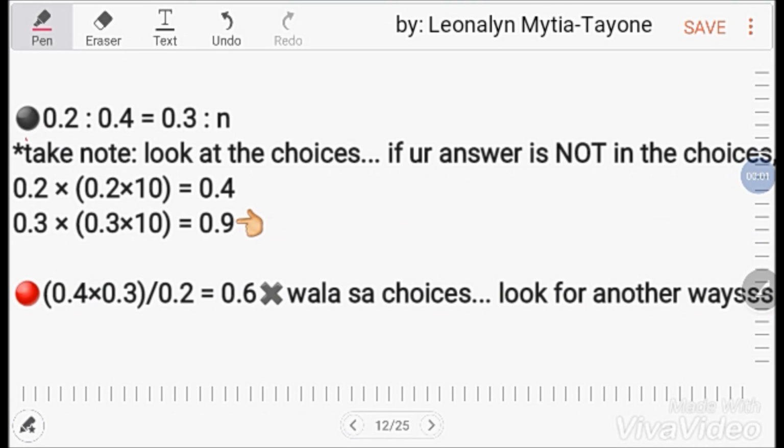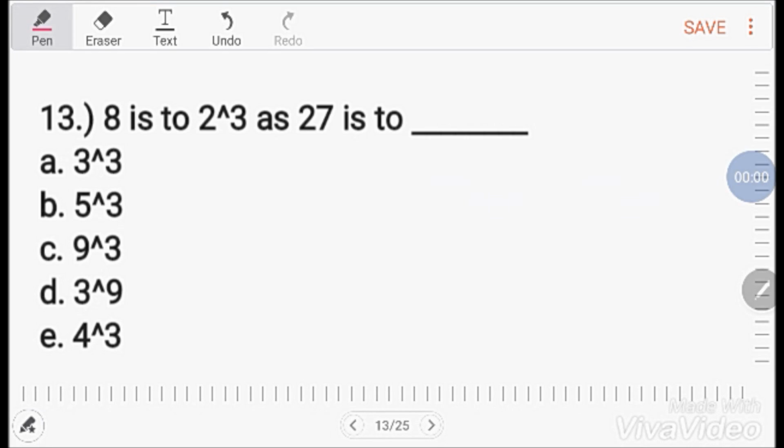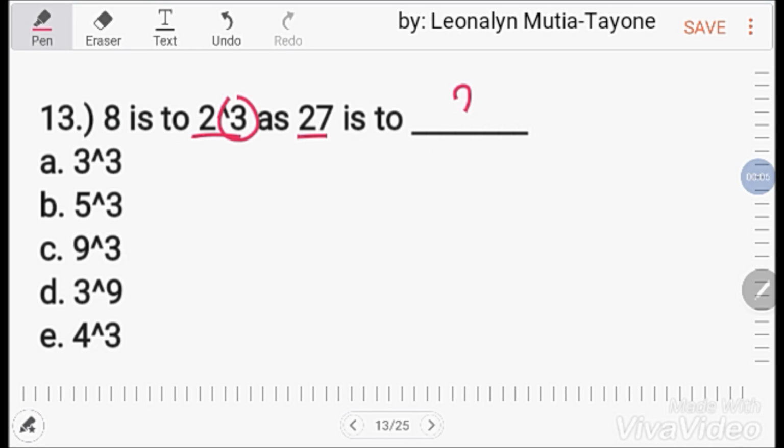So, ito na yung dalawang solution na ginawa ko. Yung kanina, 0.9 meron sa choices. Tapos, itong mga cross-cross na yan, wala ito sa choices. So, mag-think tayo ng iba. Number 13. 8 is to 2 na raised to 3 as 27 is to what?